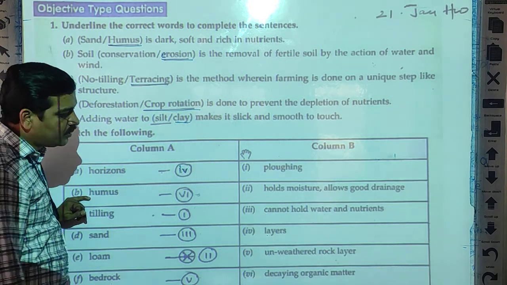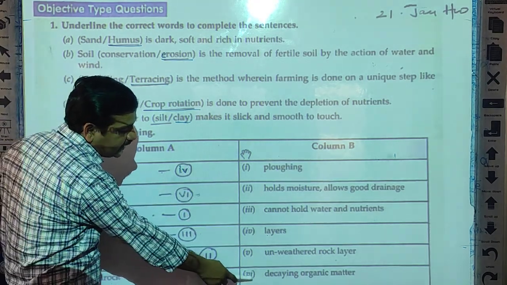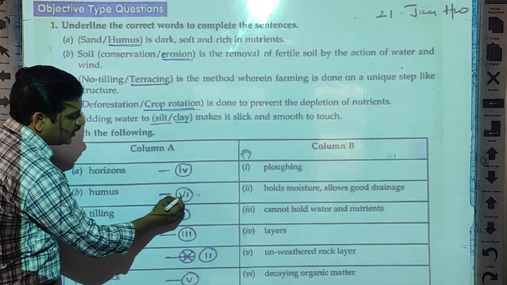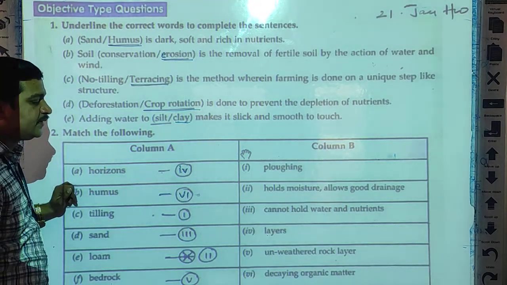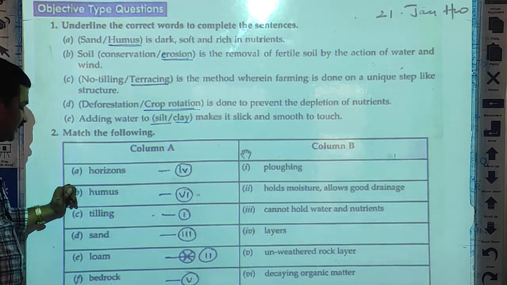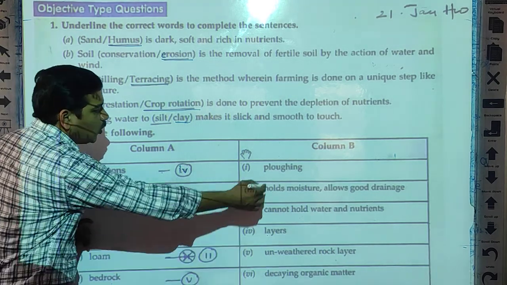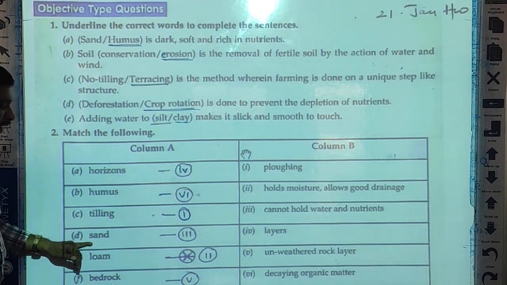Humus. What is the humus? Read here: humus is decaying organic matter. So you can write option number 6. Tilling. What is tilling? Tilling is plowing. Okay, plowing means tilling.